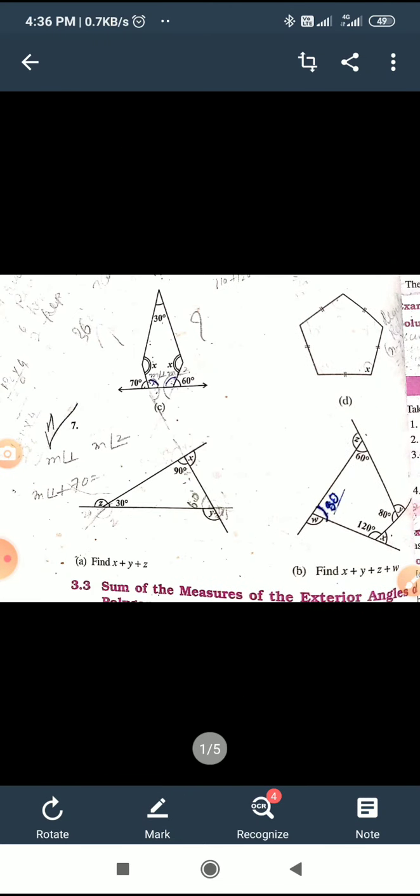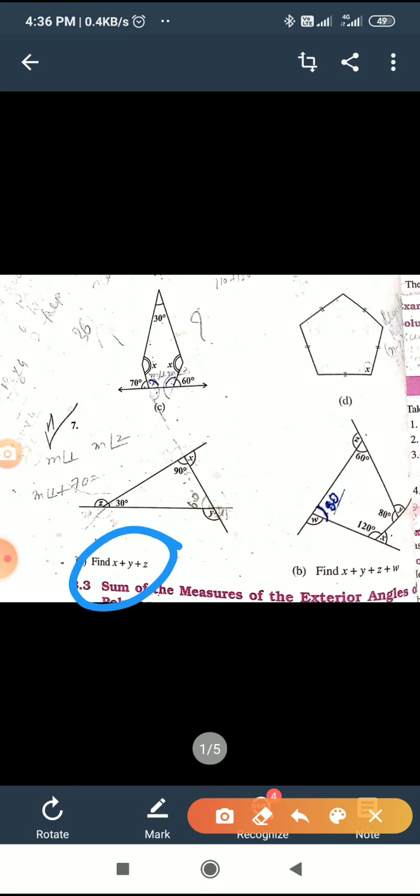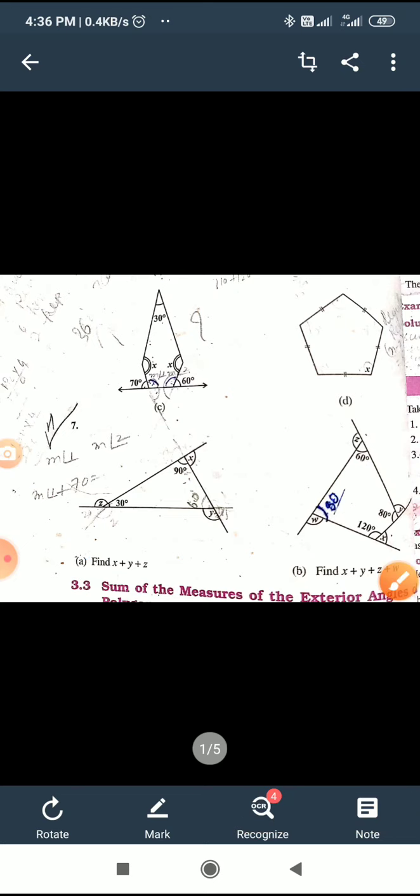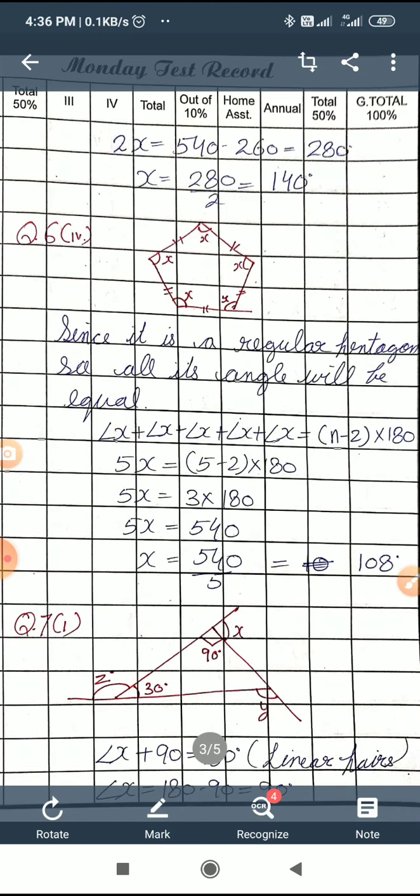Now look at question number 7. In question number 7 you can see that two of the interior angles are given, and he is asking for the value of the exterior angles, the sum of exterior angles. So let us see how we will do it.